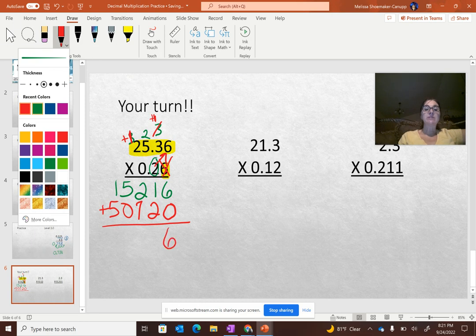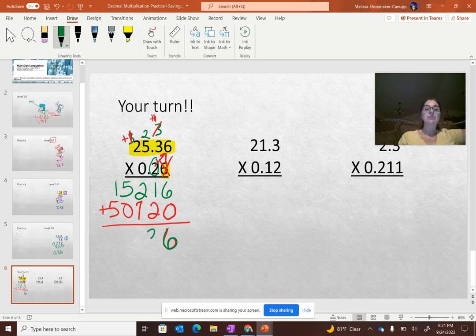6 plus 0 is 6. 1 plus 2 is 3. 7 plus 2 is 9. 5 plus 0 is 5. 1 plus 5 is 6.